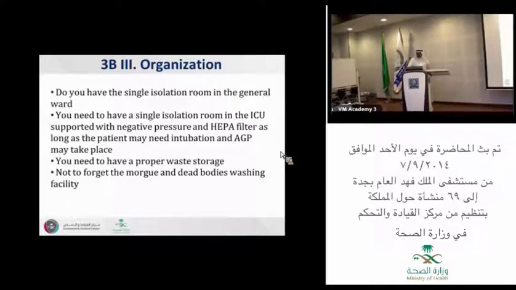And not to forget the morgue. Actually, once we had the patient, we thought of the morgue. What if this patient dies? What are we going to do? So always keep in mind that the morgue is ready. Somebody can take care of the dead body there, because you will not allow that body to be washed outside the morgue. You need to seal the body in the bag yourself, make sure it's controlled at the hospital before it goes out.